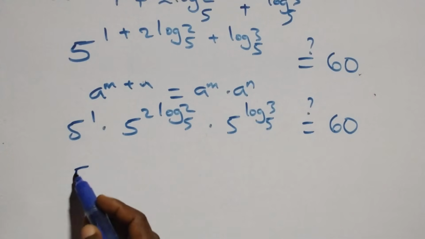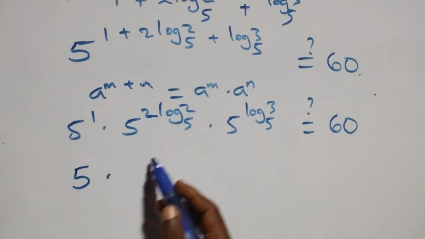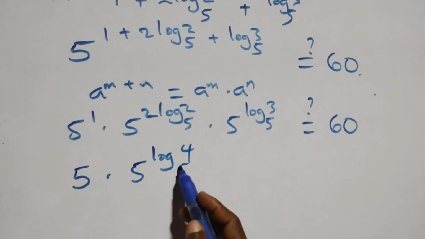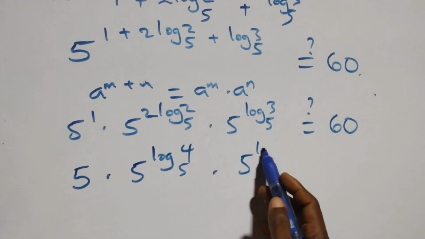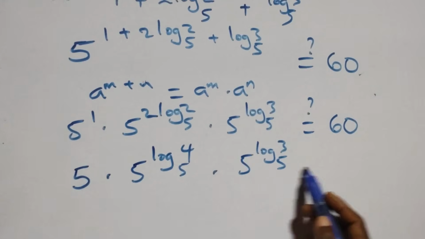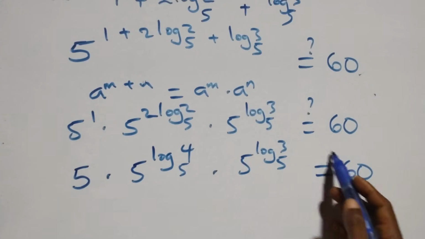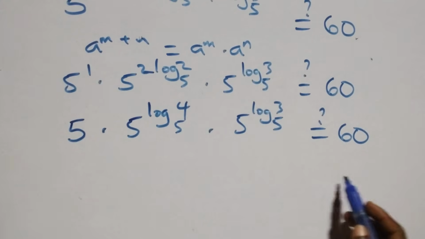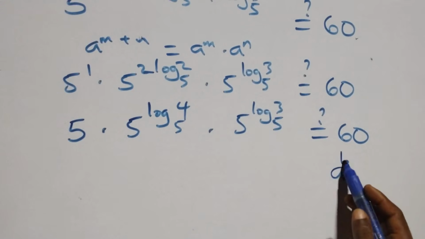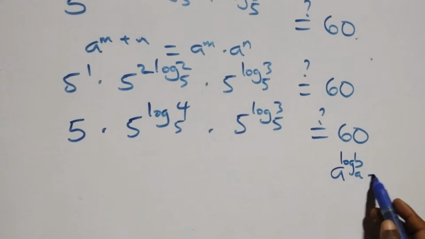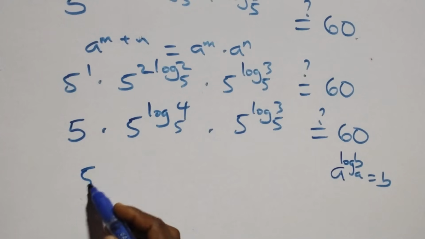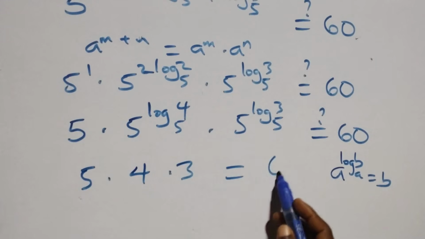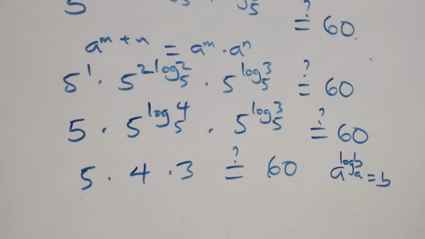5 raised to power 1, that's 5, times, reverse this 2 from the power of the log, we have 5 raised to power log 2 squared, which is 4, base 5, times also 5 raised to power log 3 base 5. Is it equal to 60 on this side? Then we apply the law of logarithm. When we have a raised to power log b to base a, this is equal to b, and we have 5 times 4 times 3. Is it equal to 60 on this side?